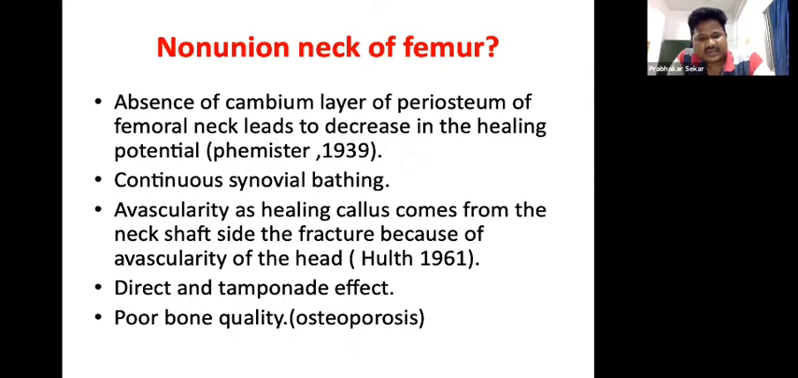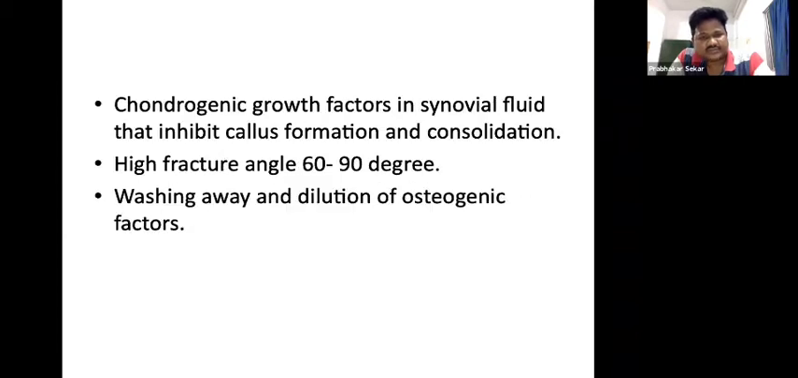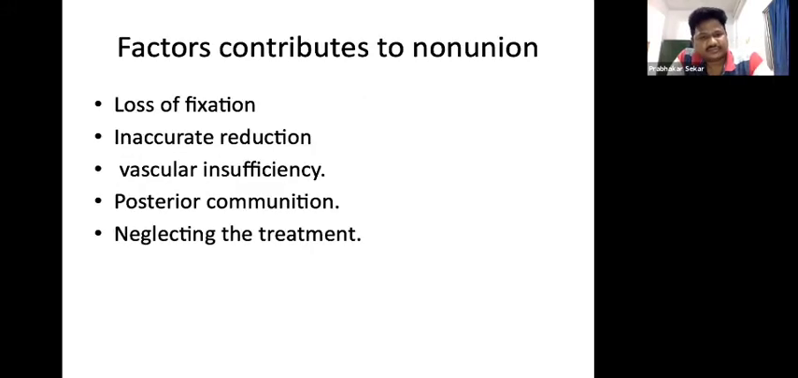Then direct tamponade effect, and poor bone quality due to osteoporosis is one of the causes for non-union. And chondrogenic factors in the synovial fluid inhibit callus formation, that is, the presence of more anti-angiogenic factors in the synovium avoids callus formation. Then high fracture angle, that is Pauwels type 3, a more vertical fracture, is one of the causes for non-union.